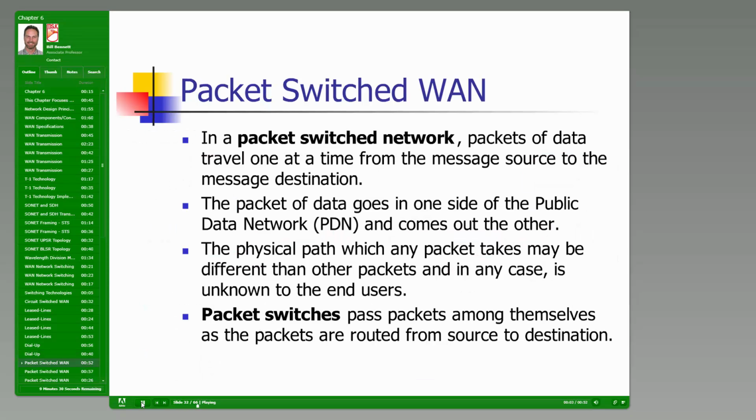As you should know by now, in a packet switch network, the packets of data are traveling one at a time from the message source to the message destination. The packet of data is going to go in one side of the public data network and come out the other, but each packet doesn't necessarily travel the same physical path each time. So in that case, one packet could arrive ahead of another packet, and as the packet switches are passing the packets among themselves, the packets are being routed from the source to the destination, but not in any particular order. There are also multiple destinations as well as multiple sources, and that's why addressing information is very important in this type of switching.